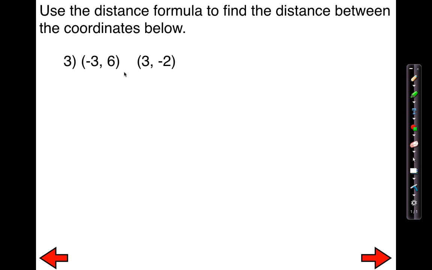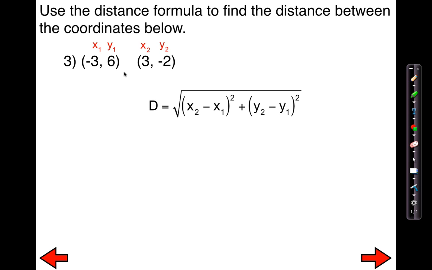Okay, so let's see how well we did. For number 3, first write down the formula. Second would be to list which ones are x sub 1, y sub 1, x sub 2, y sub 2. And then simply plug it into your formula.